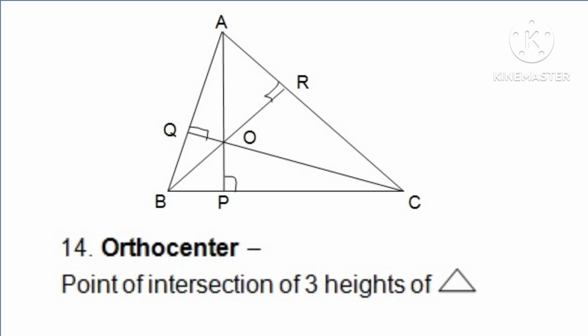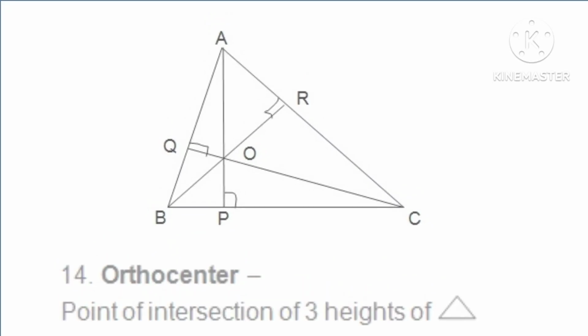14. Orthocenter is the point of intersection of three heights of a triangle. That is, AP is perpendicular to BC, CQ is perpendicular to AB, and BR is perpendicular to AC. This information can be used for proving congruency of triangles.